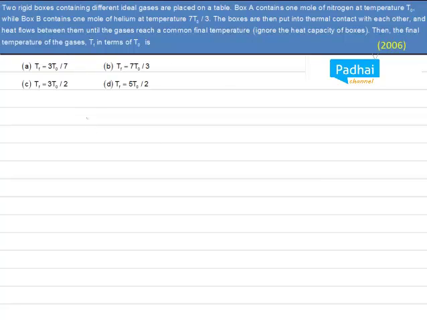Basically what is happening is two rigid boxes are there, and they are kept in contact. This is box A, this is box B. Box A contains N2 at temperature T0. Box B contains helium at temperature 7T0 by 3. The boxes are then put in thermal contact with each other and heat flows between them until the gases reach a common final temperature. Then the final temperature of the gases.